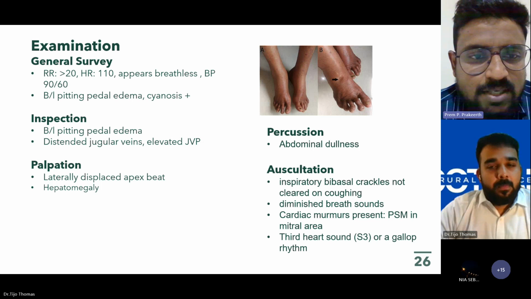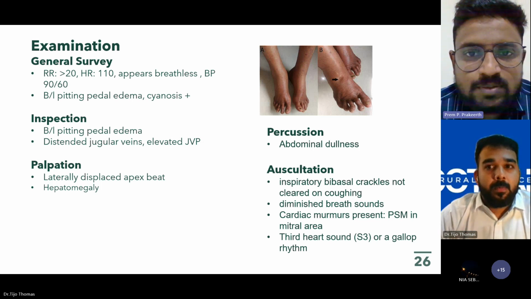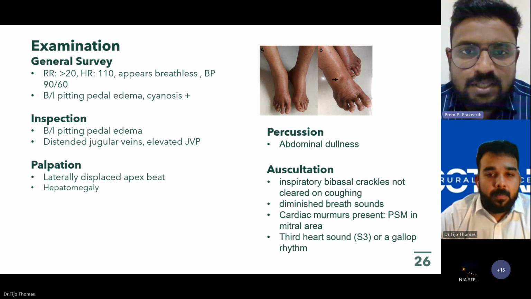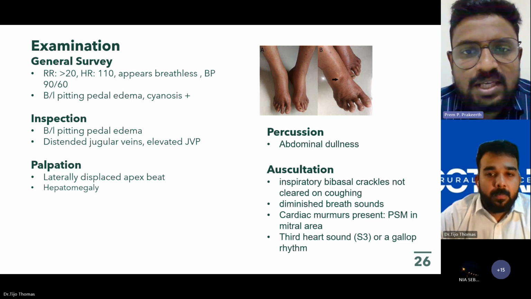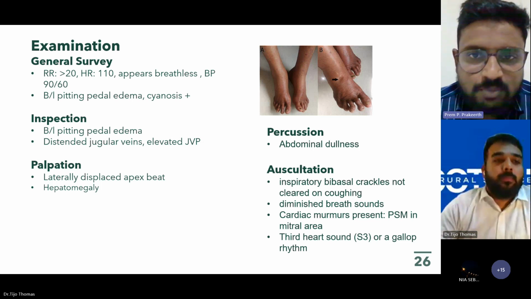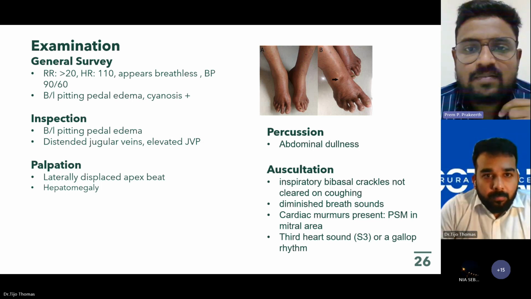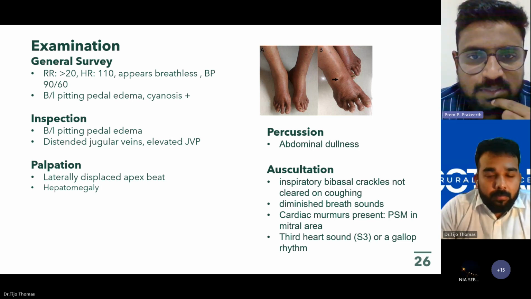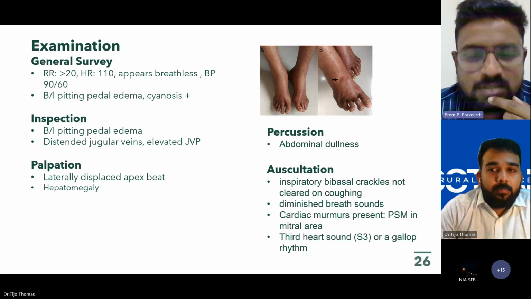On CVS examination, what can you get? You can have a displaced apex, an apex which is shifted out and down. You can have a heaving or a hyperdynamic apex depending on the hemodynamics. You can have an LV S3 in heart failure. So all these things you can get on examination.